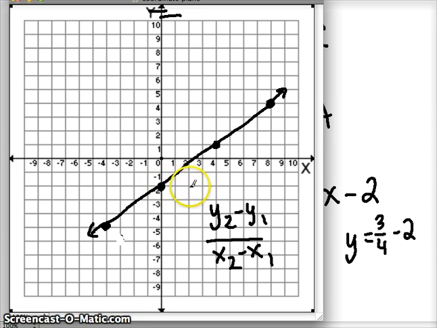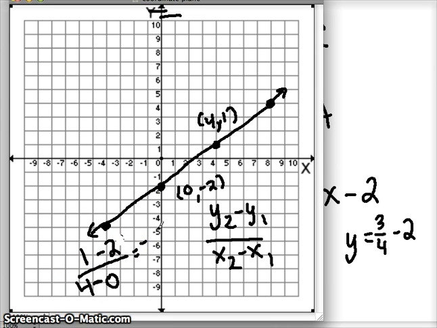Let's use this point. That's 0 on the x and -2. And let's use this one. This one is 4, 1. So I'm going to use this for my x1 and y1. Let's just plug that in over here. So 0, that's my x1, and my y1 was -2. And this is going to be my second pair. So 4 is the x2, and the y2 is 1. And let's see what we get.